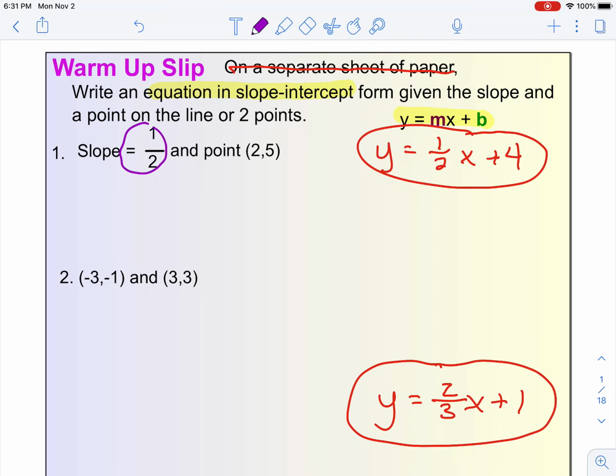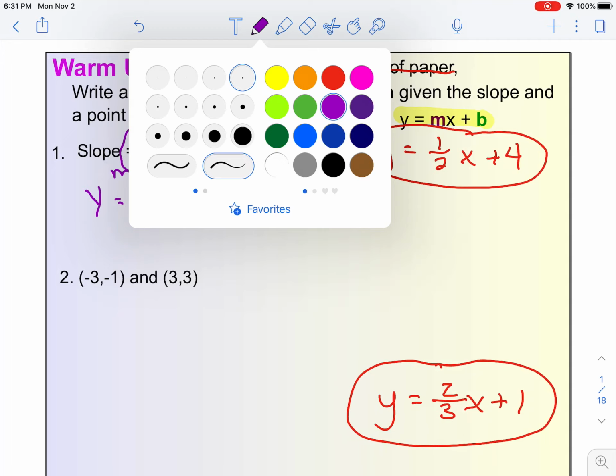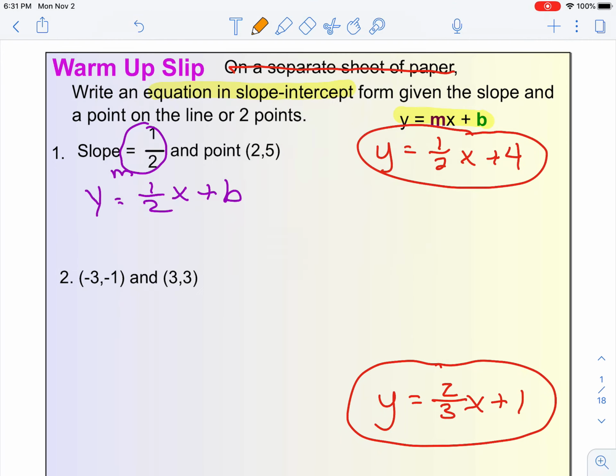First of all, you start with the slope, and the slope right here gets plugged in for m. So you can then write the equation y equals 1/2 x plus b. Your b value is not the y value from this ordered pair, but you can use this ordered pair to find the b, the y-intercept, by taking the x value and putting it in here for x, and the y value and putting it in for y.